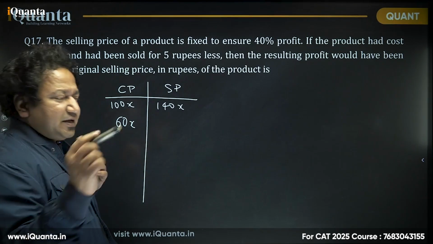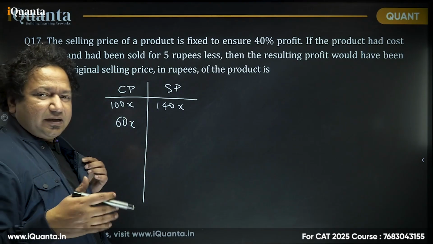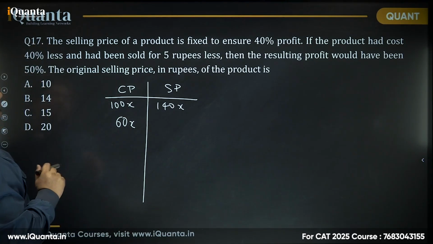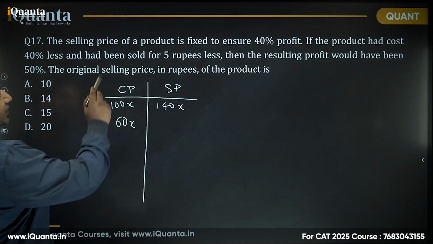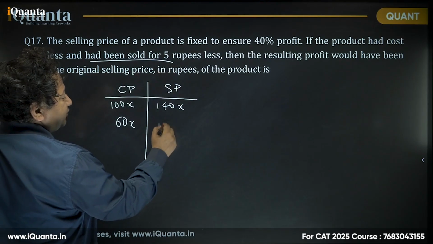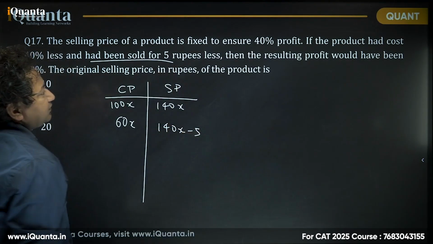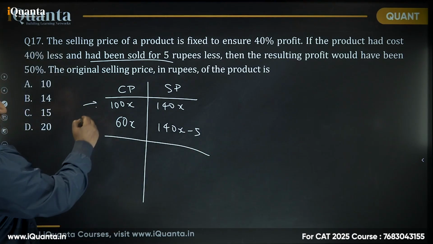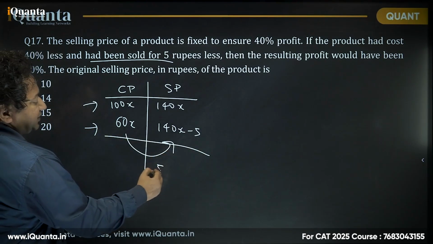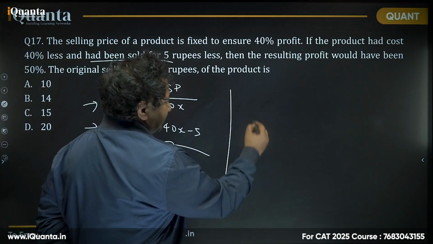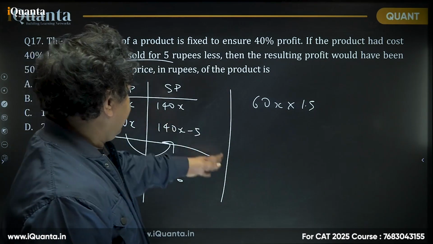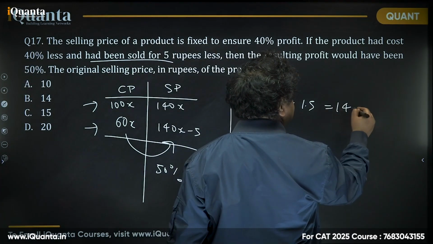40% of 100 is the reason I took 100x, because I can calculate the percentages easily. 40% less, that means now it is 40x less, it's 60x, and had been sold for 5 rupees less. That is 140x minus 5. Then the resulting profit would have been 50%. In the second case, the profit is given as 50%, which means 60x multiplied by 1.5, the multiplying factor for 50%, will be equal to the new selling price, 140x minus 5.